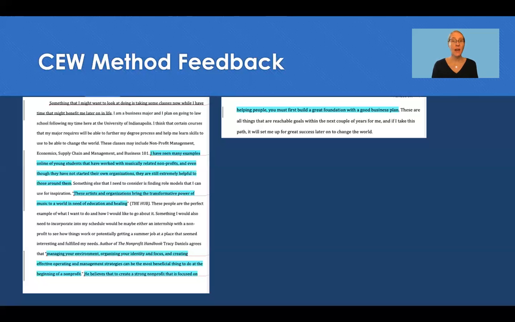They'd like to see that happen in their community, and trying to set the foundation or the groundwork to be able to get involved in the community and have that happen. We switch to a claim. Something else that I need to consider is finding role models that I can use for inspiration. And now we have shifted to a piece of evidence. These artists and organizations bring the transformative power of music to a world in need of education and healing. And now we shift to a discussion. These people are the perfect example, and so on.